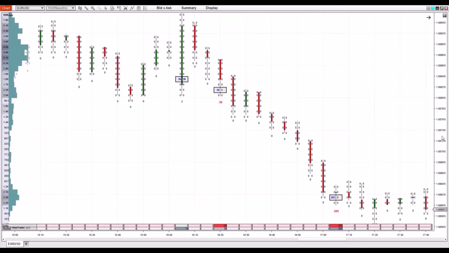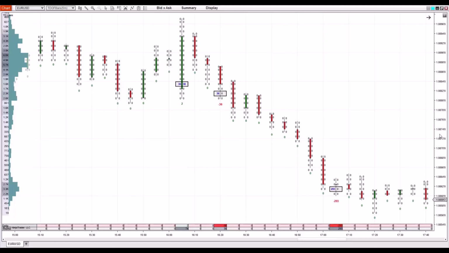All right? Each market is a bit different. Usually there are different volumes traded at each market, so that's why you need to set this trades filter or minimal trade size, however you want to call it, differently for each market. So this is how I would set it for euro.